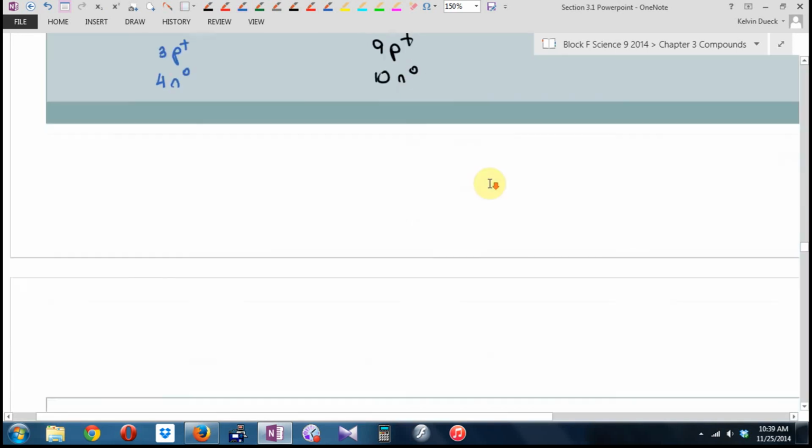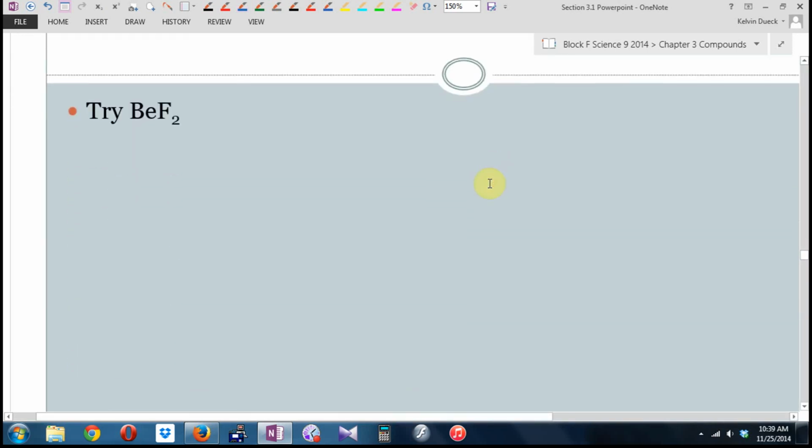Let's try drawing another one. BeF2. Ionic or covalent? Beryllium, metal or non-metal? That's not really what I'm asking. So find beryllium. Oh, metal? This is ionic. So I'm not going to draw it with the overlapping circles. It's going to be square brackets and kind of chunky. Got it? Right? Beryllium's a metal. It's ionic.